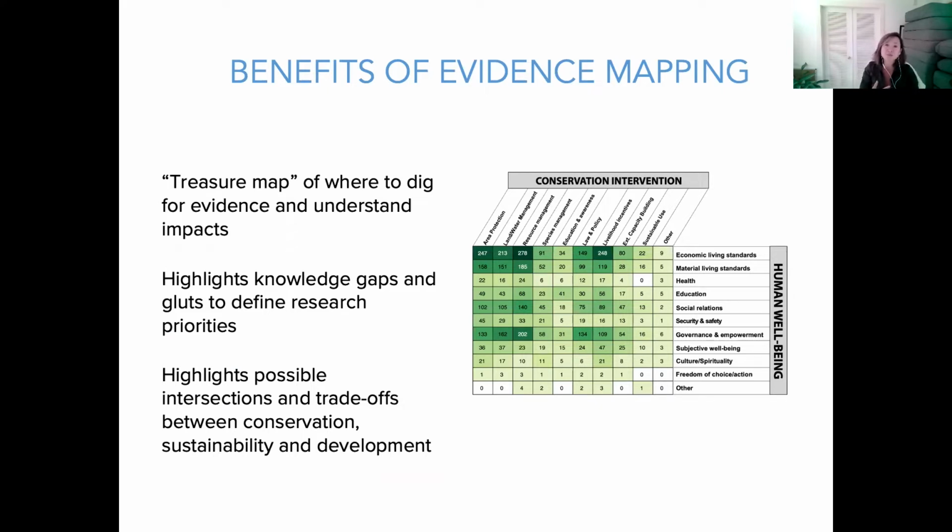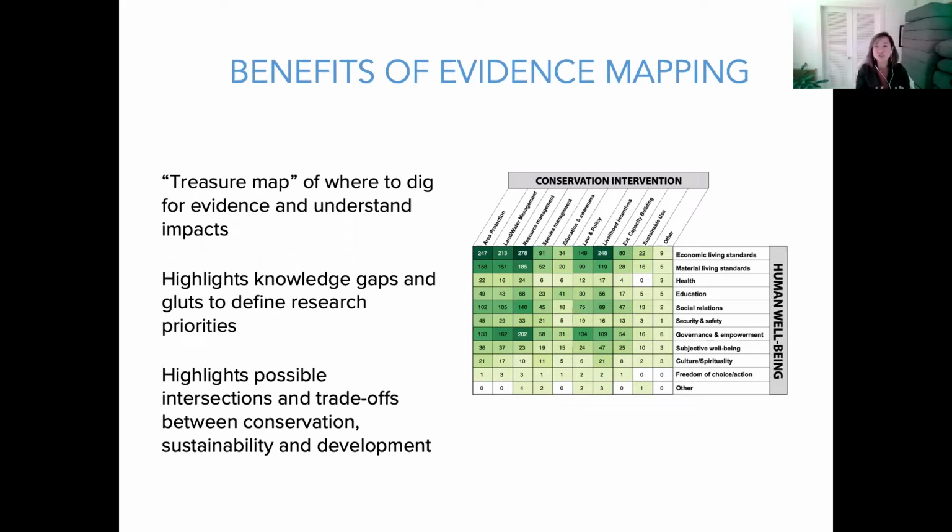And evidence maps in particular are quite unruly, and they're often quite a behemoth to wrangle with, because they're typically looking at this wide range of interventions and outcomes. And they really aim to provide that comprehensive as well as exhaustive picture of the current state of knowledge.